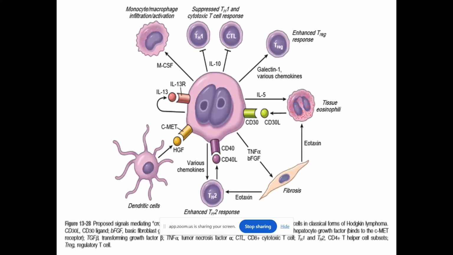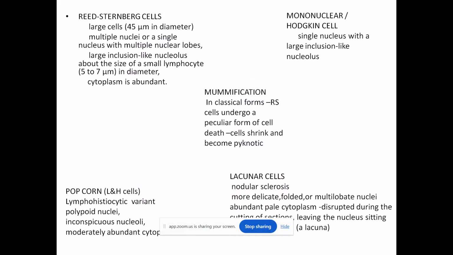So this picture shows the Reed-Sternberg cells producing so many chemokines and cytokines. They attract the other reactive cells around the tumor cells. So the main neoplastic cell is the Reed-Sternberg cell, but apart from this main cell, we have some other variants of the Reed-Sternberg cells like mononuclear Hodgkin cells, Lacunar cells, popcorn cells. All these cells are seen in different subtypes. The main tumor cell is the Reed-Sternberg cell.